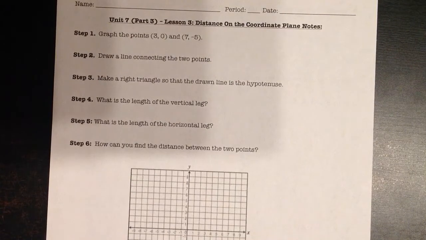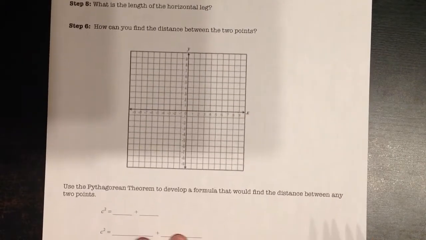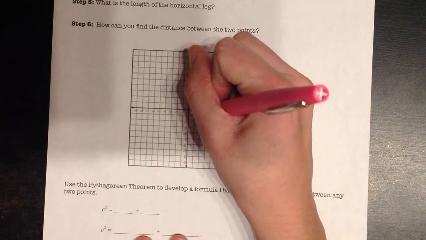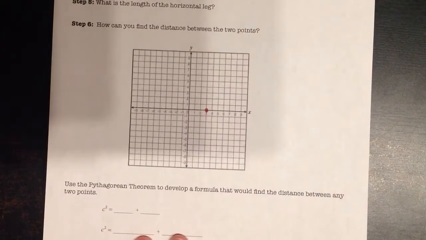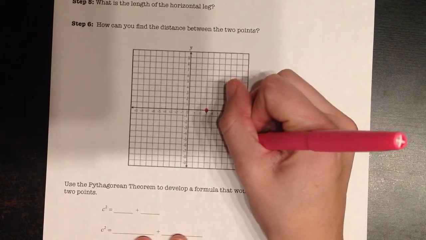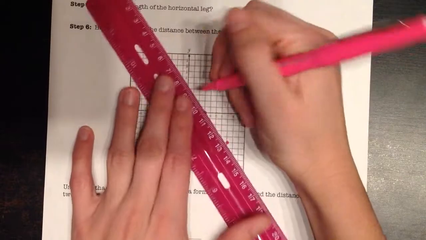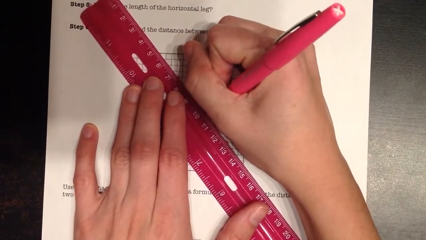Today we're going to look at the distance on the coordinate plane. So let's just look at two random points on the grid. We've got two points here, (3, 0) and (7, -5). So I'm going to plot those. (3, 0). Let's then plot (7, -5). And then we're going to connect these two because we're looking at the distance between these two points.